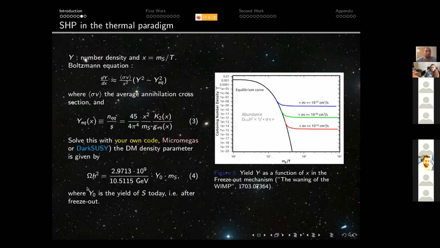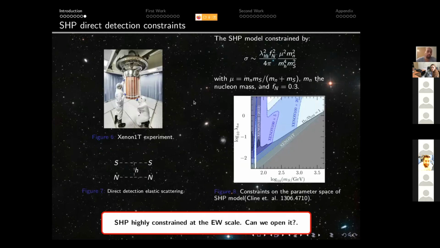Basically, what we observe on the left, the relic density, is proportional to the final yield that you obtain after solving this Boltzmann equation. But not only that, that paradigm, the thermal paradigm, was occurring in the early universe. Today we have some ways to test these models. One of the most famous is direct detection, which is this one.